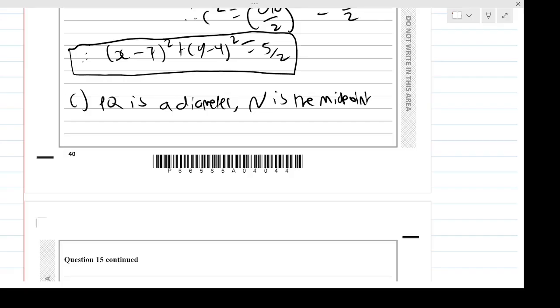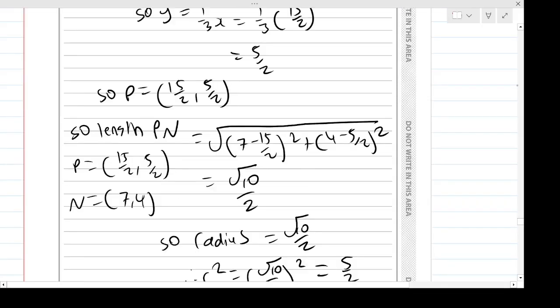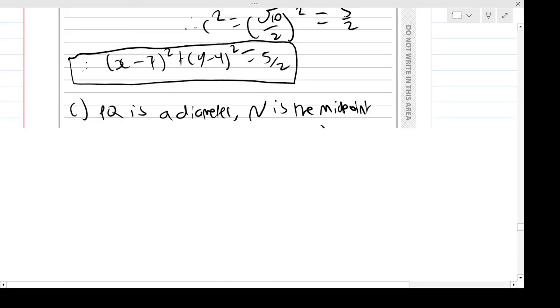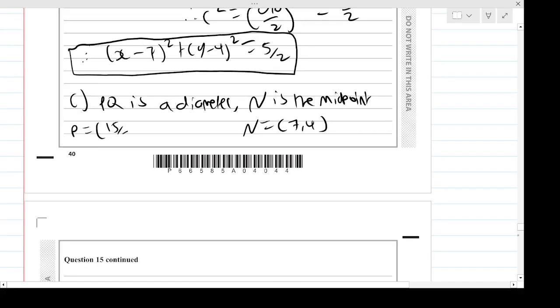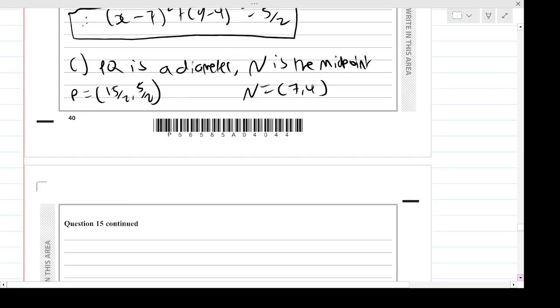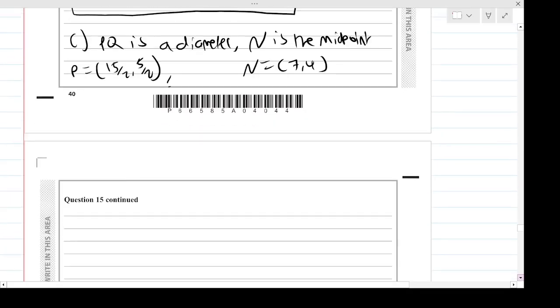Now, I know what N is. N is 7, 4. I also know what P is. P we worked out in part B was 15 over 2, 5 over 2. But we don't know what Q is. What's Q? So what I'm going to say is Q is just x, y. We can find Q because we can utilise the fact it's a midpoint. N is the midpoint from P to Q.